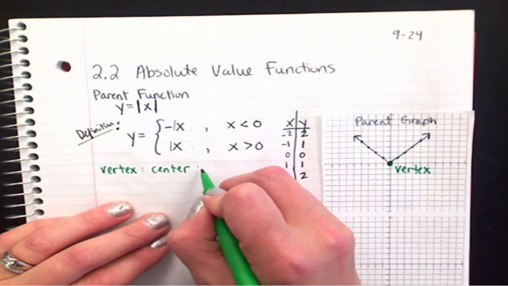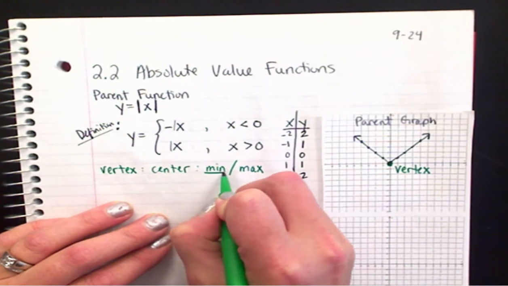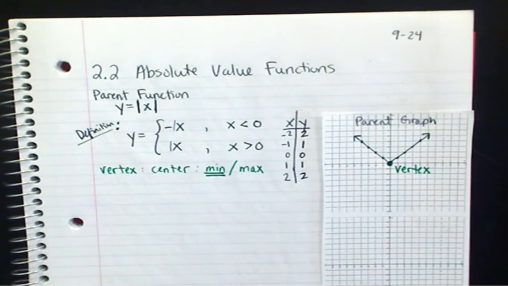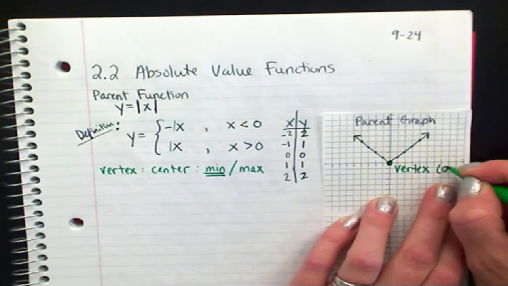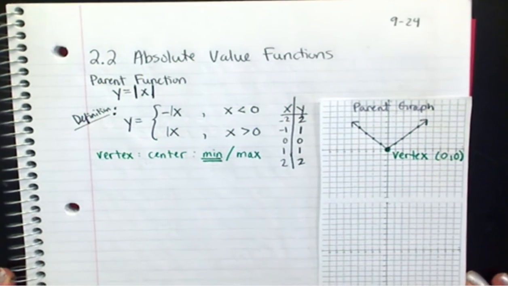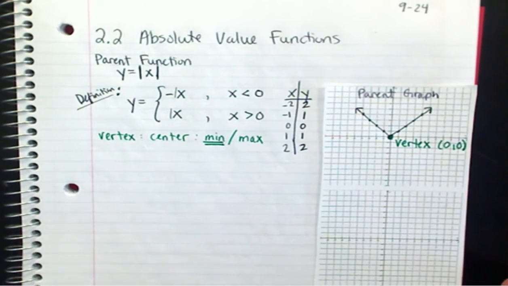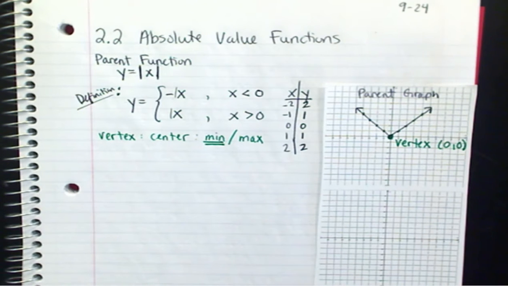Now I'm going to put min/max, and I'm just going to underline minimum because in this particular graph, the vertex is the minimum. And I'm just going to write the coordinates of the vertex. Right? We should be able to label our characteristics. We're just adding some vocab here. Vertex, it's in the center, it's a minimum or possibly a maximum. We have one more characteristic to add.